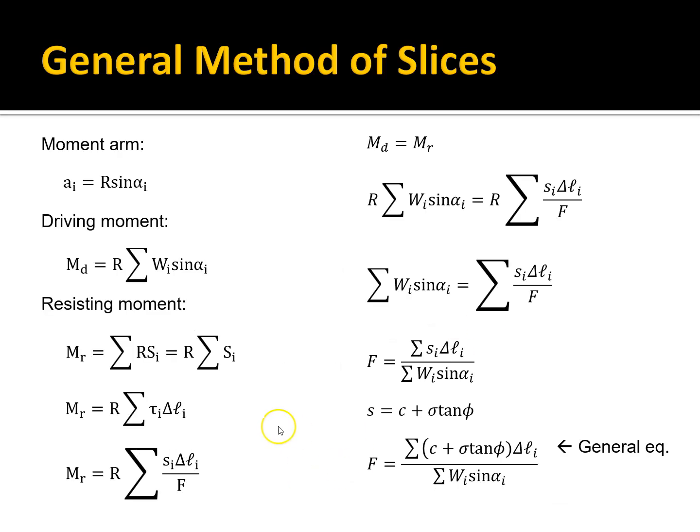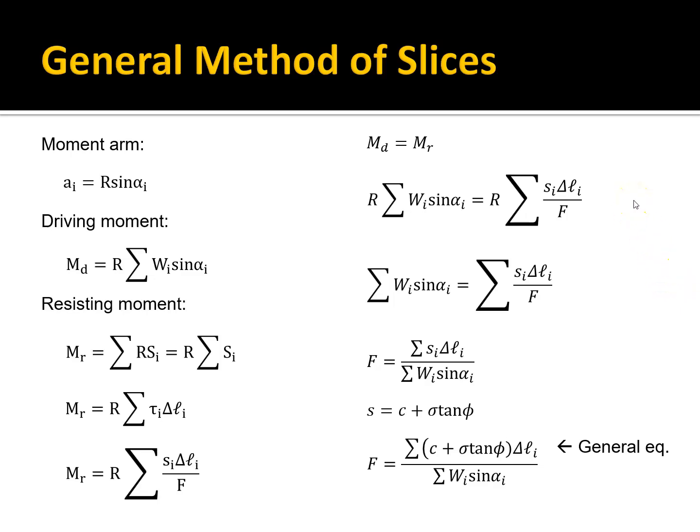And that shear stress tau I is equal to the individual shear strength SI divided by the factor of safety, where S equals C plus sigma tan phi. So tau I is the mobilized shear resistance, and so we replace that with SI over F. And now we can say the driving moments are equal to the resisting moments, and we set this term here equal to this term down here.